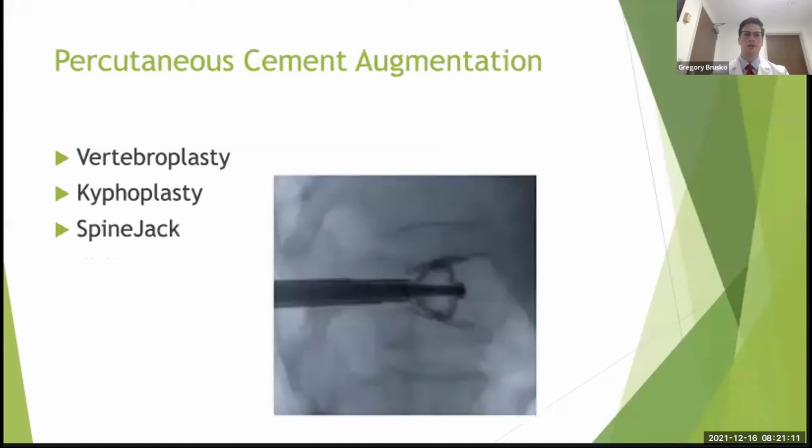Furthermore, there's percutaneous cement augmentation outside of any instrumentation via vertebroplasty, kyphoplasty, or the SpineJack seen here. The goal in these cases is to just stabilize a vertebral body fracture and reduce the associated mechanical pain caused by it. But it is contraindicated in fractured or absent posterior walls, to avoid retropulsion of cement into the canal.